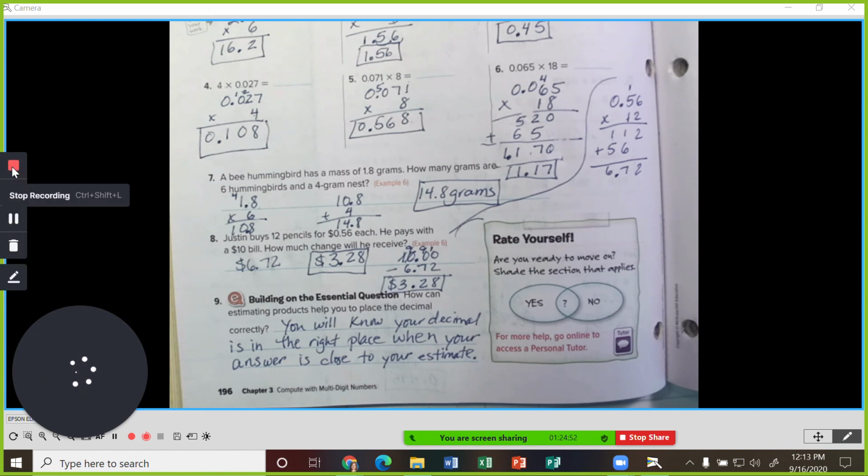Okay, and that is computing with multi-digit numbers, lesson 3.3, multiplying decimals times whole numbers.